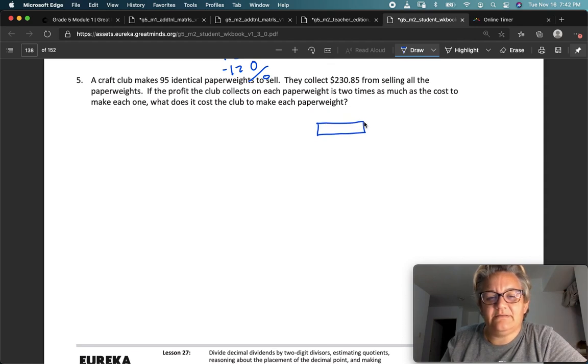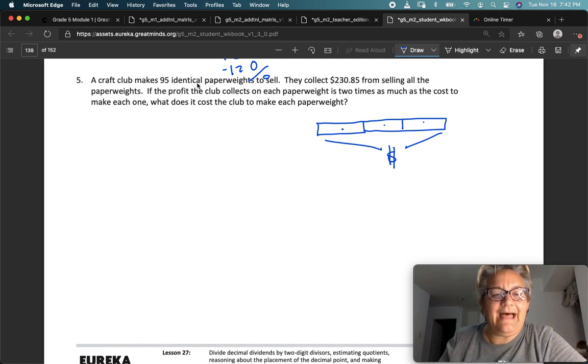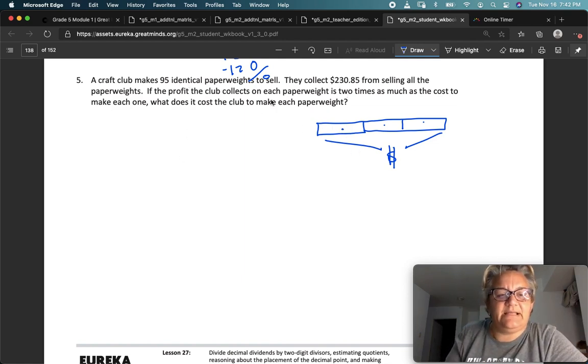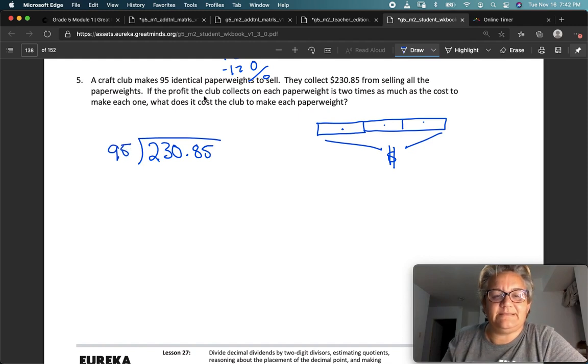And they're making a profit of 2 times more. Okay, so they sold it for 1, 2, 3. This is the sale price, right? Now, we need to figure out how much that number is. And we know that they brought back $230.85 from 95 paperweights, okay?